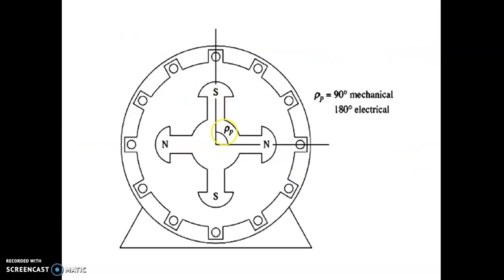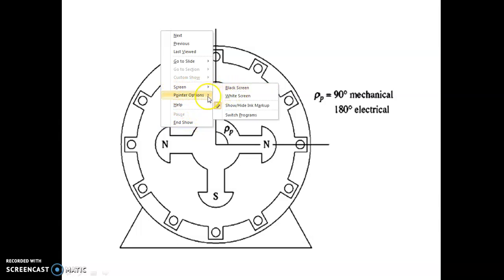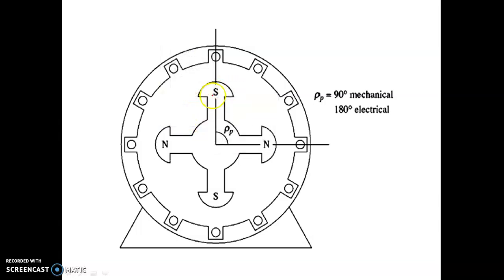The same thing is represented here. How can you identify with the help of the diagram that I have explained to you? You see here how many poles? 1, 2, 3, 4. So here pole pitch angle will be 90 degree. Again between this also it will be 90 degree. Between these two also it is 90 degree. Between these also it is 90 degree. So here pole pitch in mechanical degree is 90.